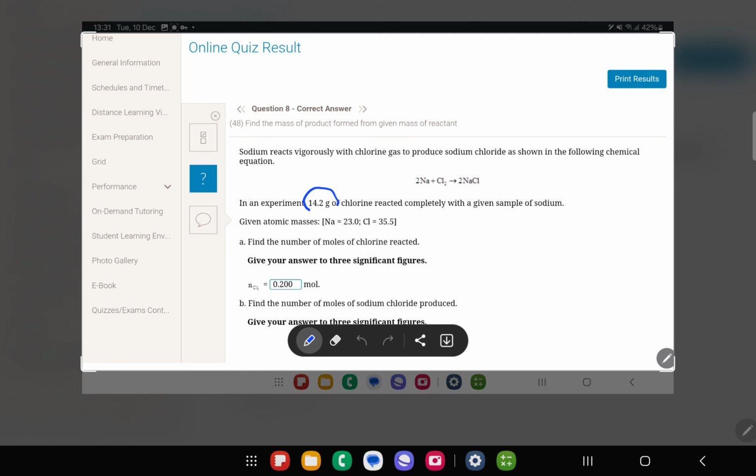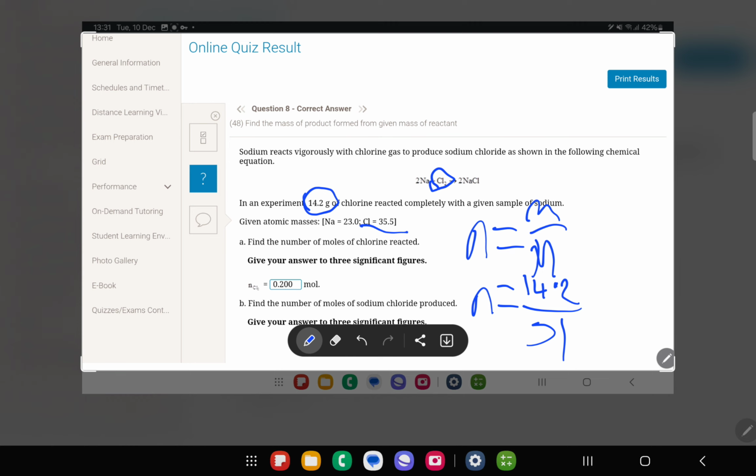We have 14.2 grams of chlorine and its molar mass also. So now that we have mass and molar mass, we can use n equals mass over molar mass to find it. So n equals mass 14.2 over molar mass. Since it's chlorine 2, you have to make it into 71, since 35.5 times 2 is 71. 14.2 divided by 71 is 0.2. Now they wanted 3 significant figures, so we add 2 zeros to make it 3. So 1, 2, 3 significant figures. Of course, we don't count the 0 which is before the decimal.